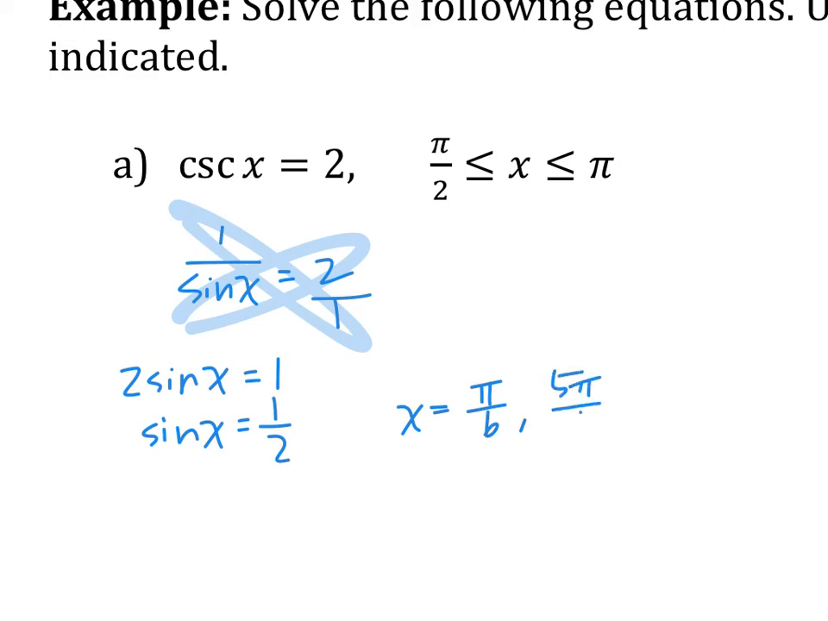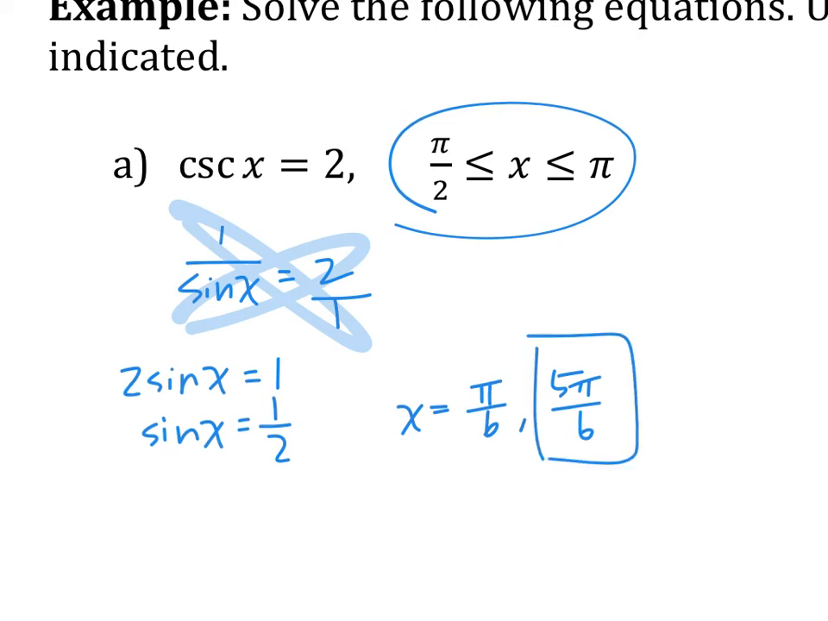5 pi over 6. Because let's look at the requirement. Only 2. The other 2 are gonna be negative. Now look at the requirement. From pi over 2 to pi. From pi over 2 to pi means which quadrant? Second quadrant. Pi over 2 is in the middle. Pi is on the right. So second quadrant. So which one of those 2 angles that I found is from second quadrant? 5 pi over 6. So that's the only answer. So make sure, usually these questions will have 2 answers, and you have to find the one that meets the requirement.